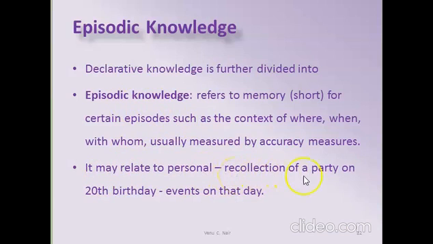It's a personal event. So episodic knowledge may relate to persons. For example, recollection of a party on a 20th birthday and the events carried out on that day may be remembered by very few people who are immensely dependent on that party. There may be other people who have participated in the party, but they may not remember the activities that have taken place, because those activities are not personal to those people. It's not of general interest. So episodic knowledge belongs to very few or personal activities, which refers to a short-term memory.